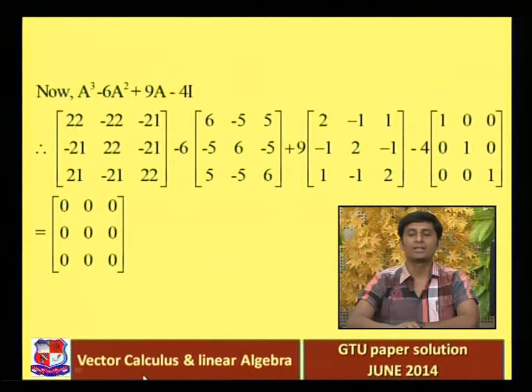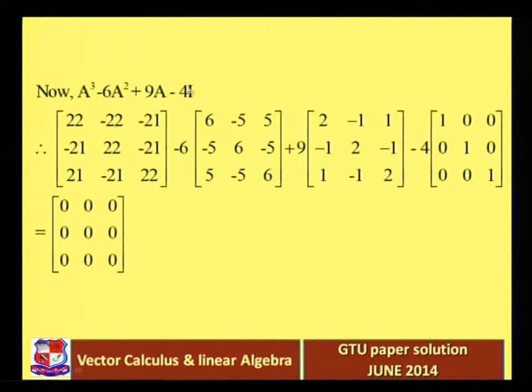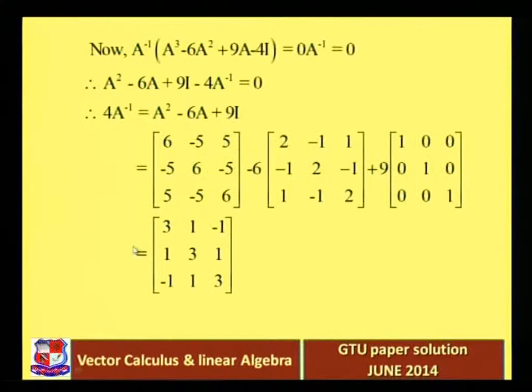And using Cayley-Hamilton theorem we also want to find A inverse. Okay, so this is our equation, a cube minus 6a square plus 9a minus 4i, that is equal to 0. We get 0 means 0 matrix. Now we are multiplying on both sides with A inverse. So A inverse into a cube minus 6a square plus 9a minus 4i, that is equal to 0 into A inverse, so you will get 0 matrix.